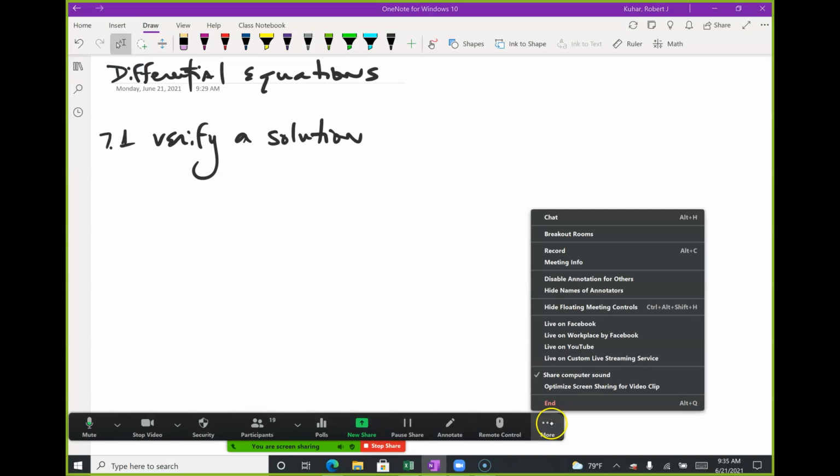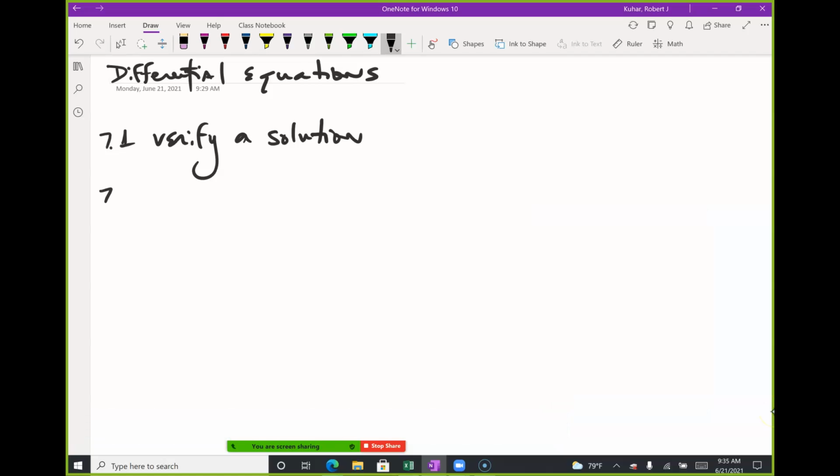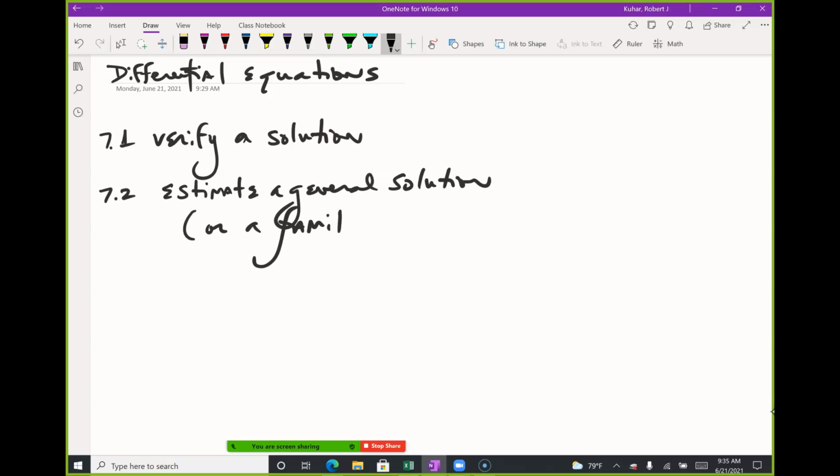So verify a solution we talked about already. It's pretty easy. In 7.2, we're going to estimate a general solution or a family of solutions using a slope field.